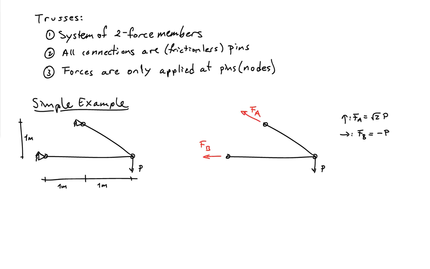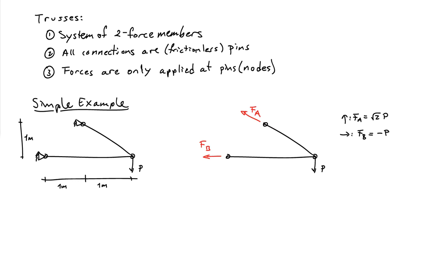And if I draw a free body diagram and note that the forces in the two bars have to line up along the line of the bar, because each truss bar is a two-force member, I have the picture shown here with FA and FB as the bar forces. If I now apply equilibrium to this picture, I find the bar force in A is √2 times P, and the bar force in B is minus P. So this is a very simple example.